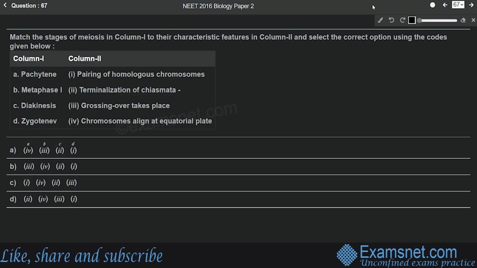Question number 67 is again from the chapter Cell Cycle and Cell Division. The question is, match the stages of meiosis in column 1 to their characteristic features in column 2 and select the correct option using the codes given below. The first stage mentioned in column 1 is pachytene. So what happens during pachytene? During pachytene, crossing over takes place.